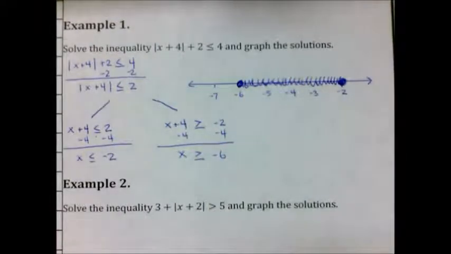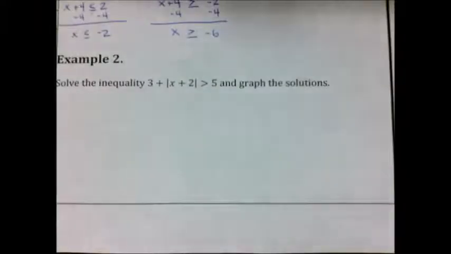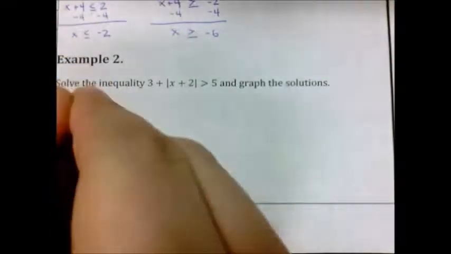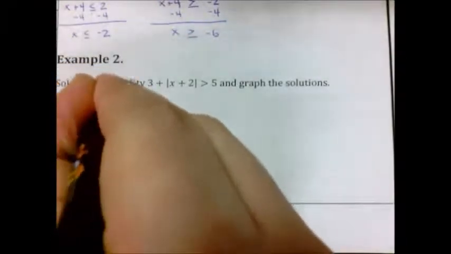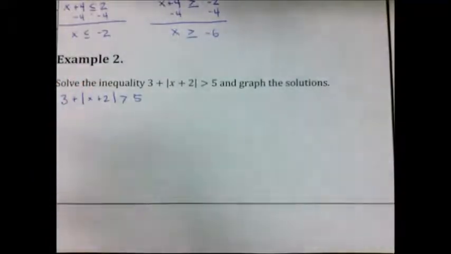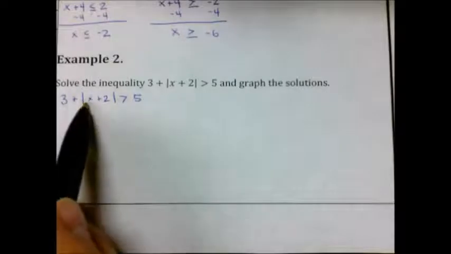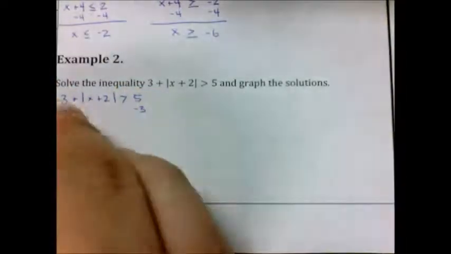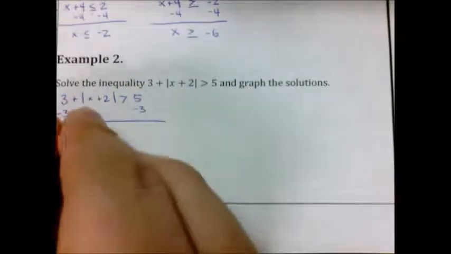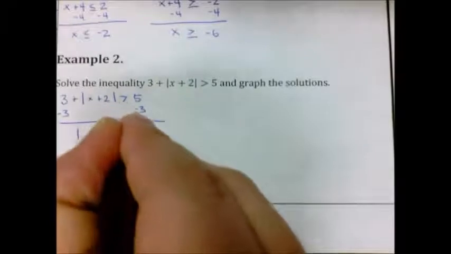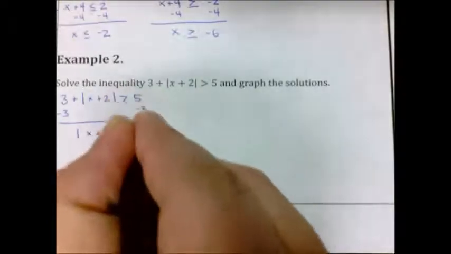Let's do example 2. Same type of thing here for example 2. Let's go ahead and first rewrite 3 plus the absolute value of x plus 2 is greater than 5. And let's first isolate the absolute value. So we first need to get rid of this positive 3. So we're going to subtract 3 from both sides, and then we'll be left with the absolute value of x plus 2 is greater than 5 minus 3, which is 2.